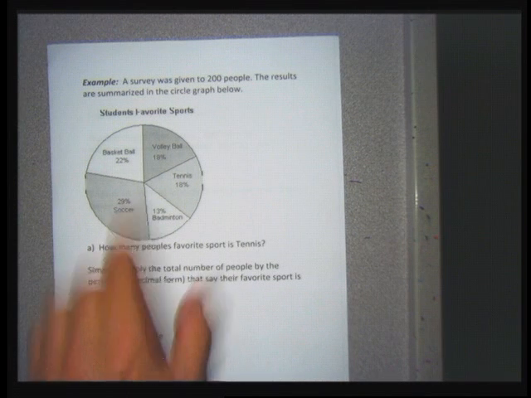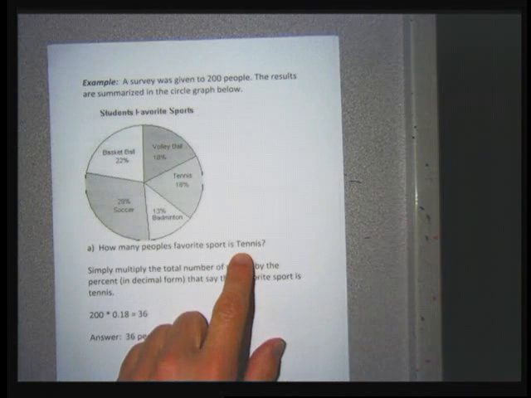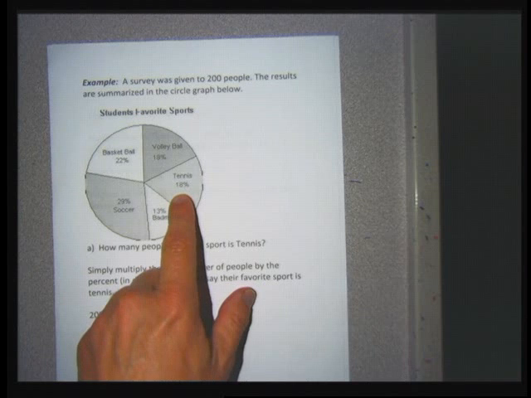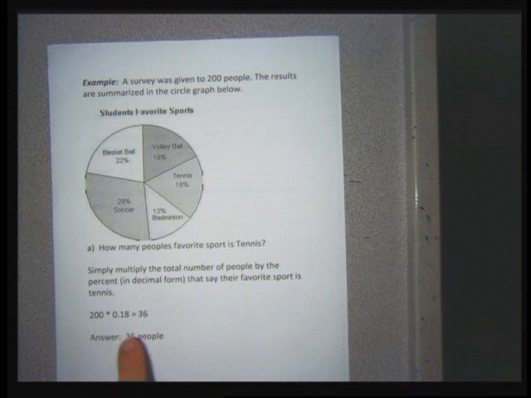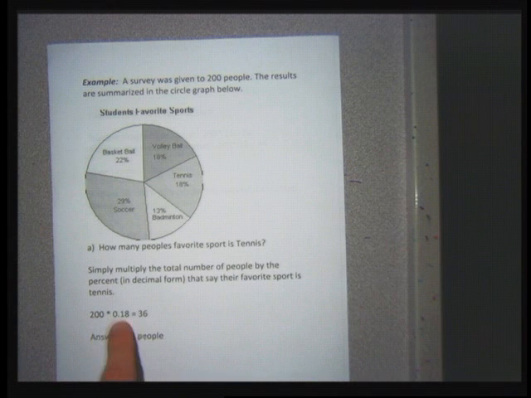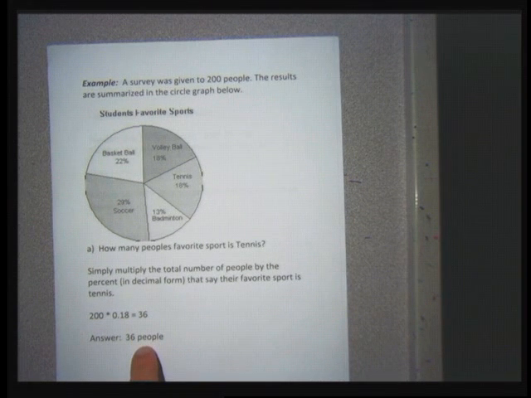How many of the 200 people that were surveyed said their favorite sport was tennis? Well, 18% of the 200 people said their favorite sport was tennis. So 18% of means multiply. So if I take the 200 people and multiply it by the 18% that said that's their favorite sport, I'd get 36 of them that would say that tennis is their favorite sport. Most of the word problems, we're going to have to multiply to get our answers.